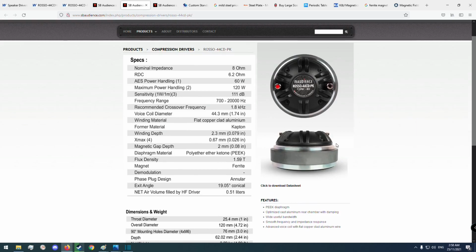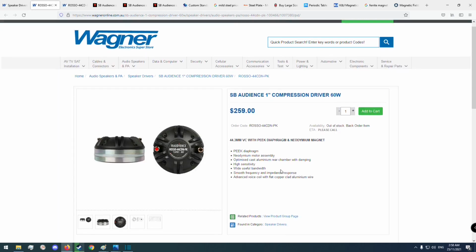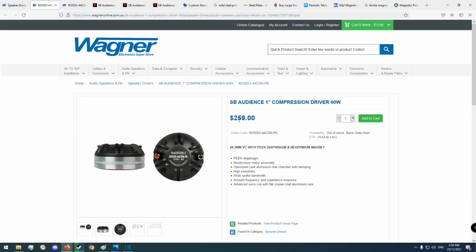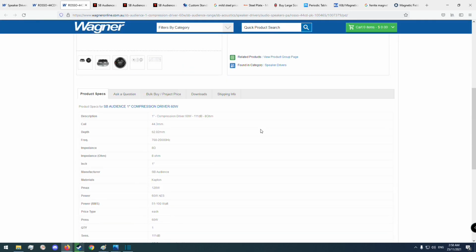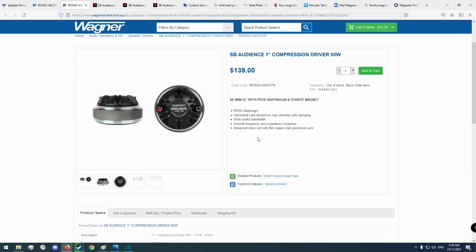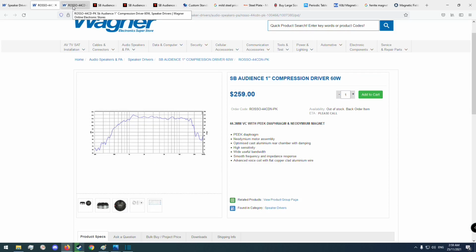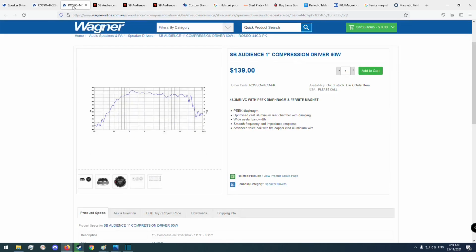But of course the neodymium one is more expensive. Here you can see on this website, neodymium version for $260, the ferrite version for $140. So it's almost twice as expensive to get the neodymium version, and you get 1 extra decibel and roughly a kilo less weight. The neodymium magnet version has a slightly smoother frequency response, something else to take into consideration.